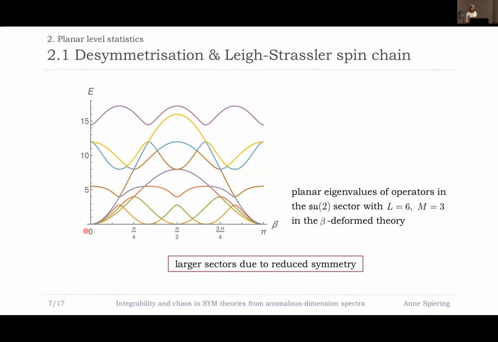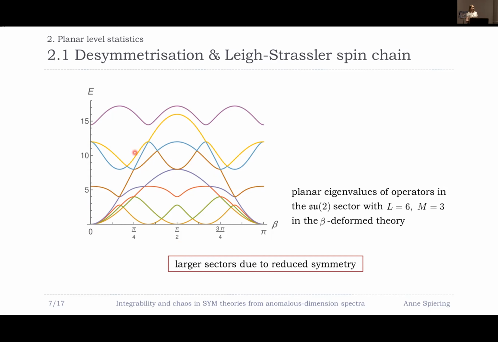At beta being 0, we are in the undeformed theory, and we can see there's degeneracies. And there's also quite a few protected operators. There's actually more protected operators that I don't plot. And then as we turn on beta, degeneracies get lifted, and also lots of protected operators become unprotected. There's still some level crossing.